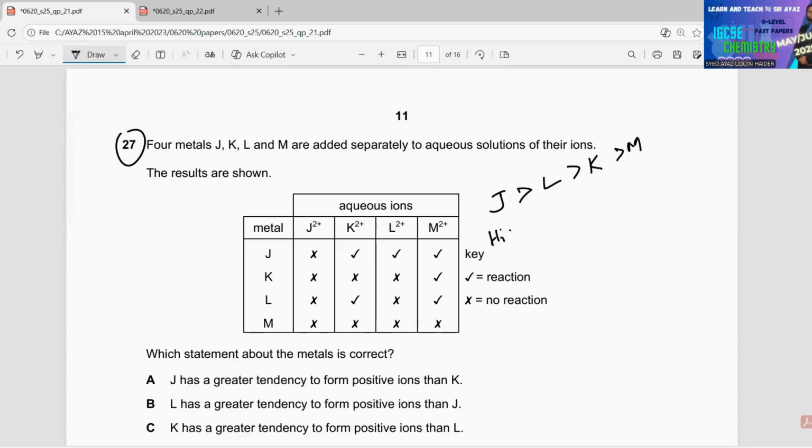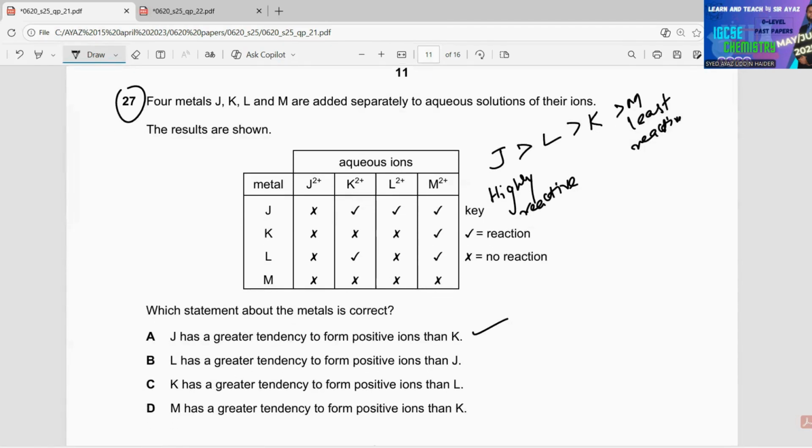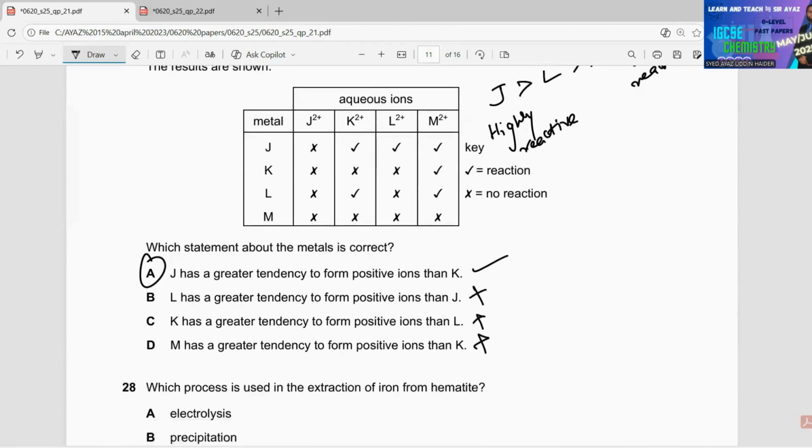This one is highly reactive, and this one is least reactive. So J has a greater tendency to form positive ions than K. This statement seems correct to me, but for your convenience, I'm checking the other statements also. L has a greater tendency to form positive ions than J. No, this is wrong, because J is more reactive than L. K has a greater tendency to form positive ions than L. This is incorrect, because L is more reactive than K. M has a greater tendency to form positive ions than K. This is also incorrect. So A must be the right answer in this case.